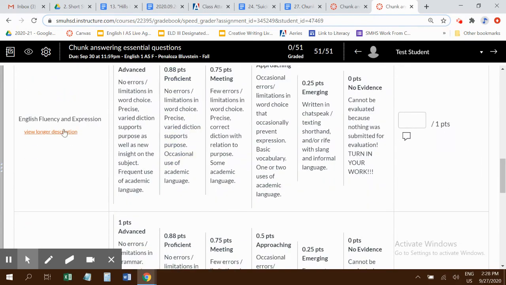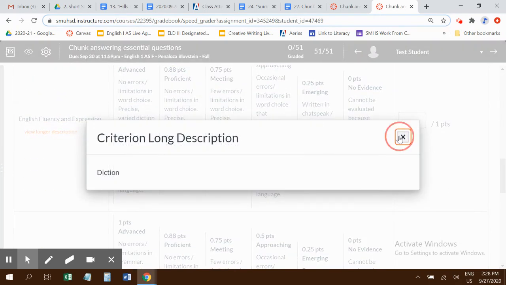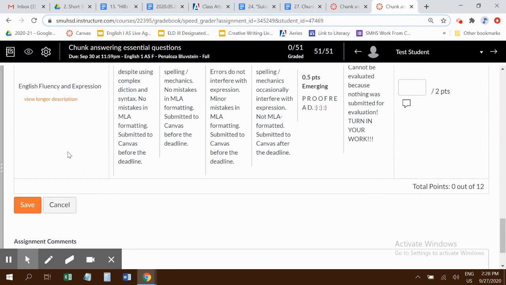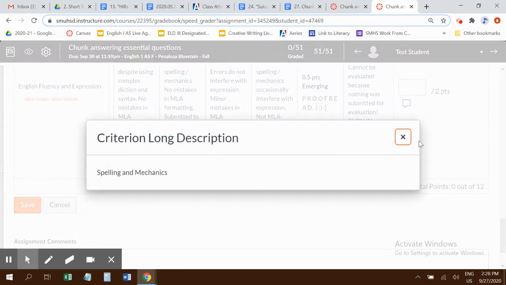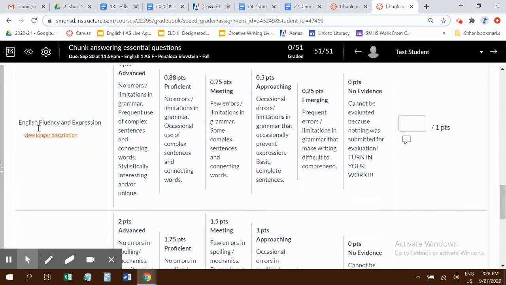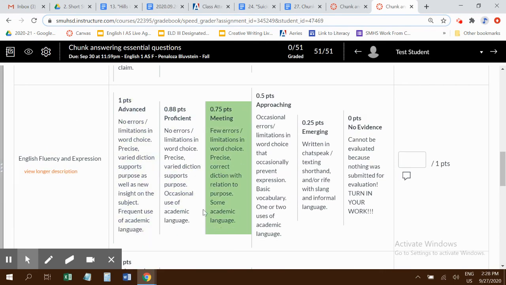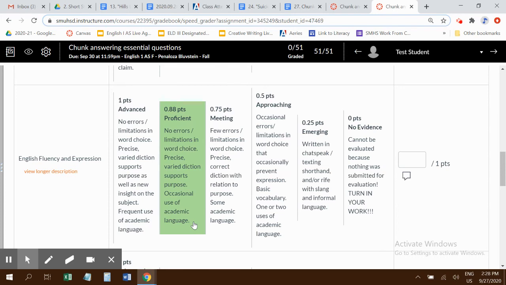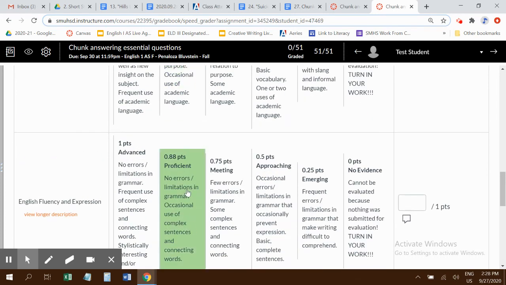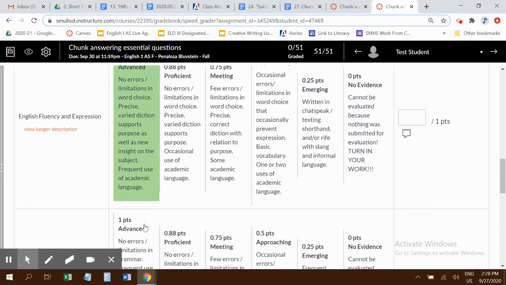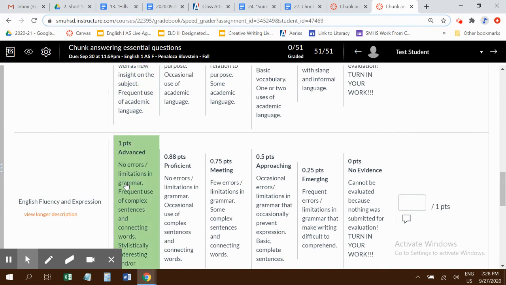Anyways, there's a few things about English fluency and expression. There's diction, syntax, and then the professionalism. Anyways, always I'm looking for you to be using the right words, correct grammar, and that if there are mistakes, they're not too distracting. An advanced score here means that you have a particularly interesting style, or you have very complex sentences that work to your benefit rather than distract.